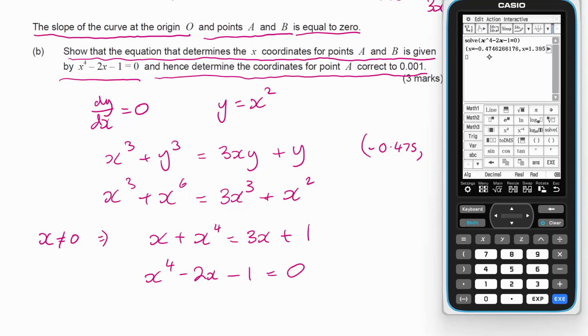And then we want the y value. We know that at these points, y is equal to x squared. So all we need to do is grab this value, and it doesn't matter that I didn't get the minus there, and just square it. And that's 0.225.